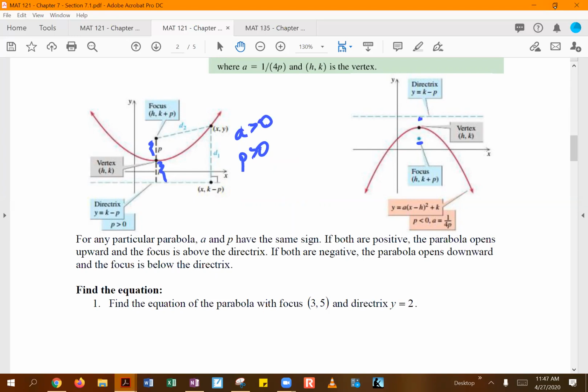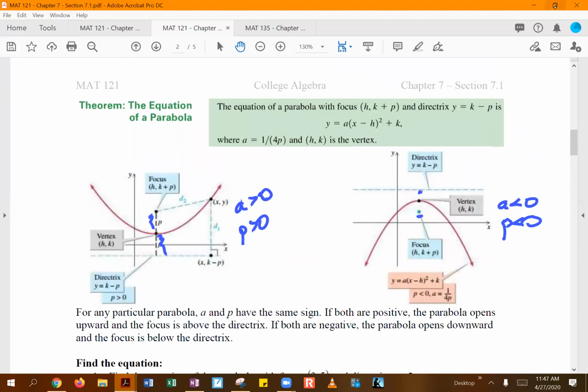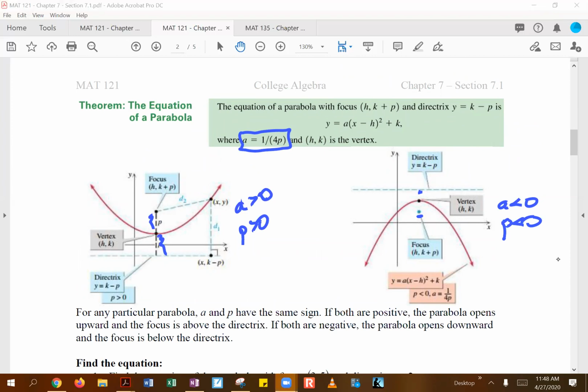If your parabola is opening downward, that means your A value is negative, and that also means the distance P is also going to be negative, and that actually comes from this relationship between A and P variables right over here. So whatever is the sign on A is going to be the sign on P. So that's why it's crucial for us to know if our parabola is going to be opening up or down when we are looking at these examples over here.